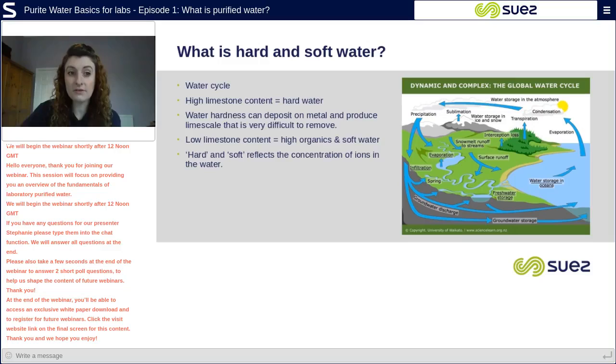What is hard and soft water? So when it rains, water runs through the land and is subsequently evaporated, forming the water cycle, which you can see in the diagram on the right-hand side. If you live in an area where the land has a high limestone content, rainwater dissolves the limestone into calcium and magnesium ions, which flow into the water source. It's this high concentration of ions in the source water that causes hard water.